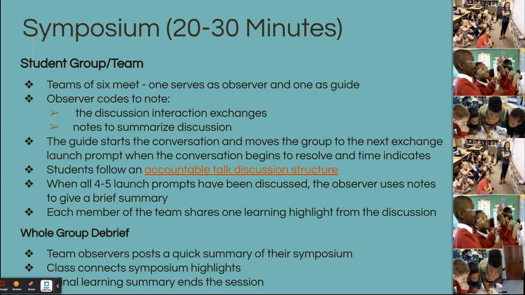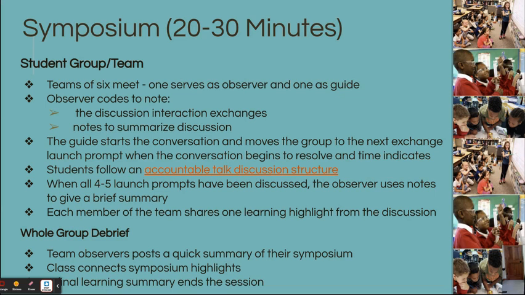So you'll have to look at how long your class periods are, and they're very different in different schools, whether you have a block schedule or a traditional schedule. So as you are doing this, you will flex it to work for you, because this is definitely not always one size fits all. The groups I like, no more than 6, and one person serves as an observer.